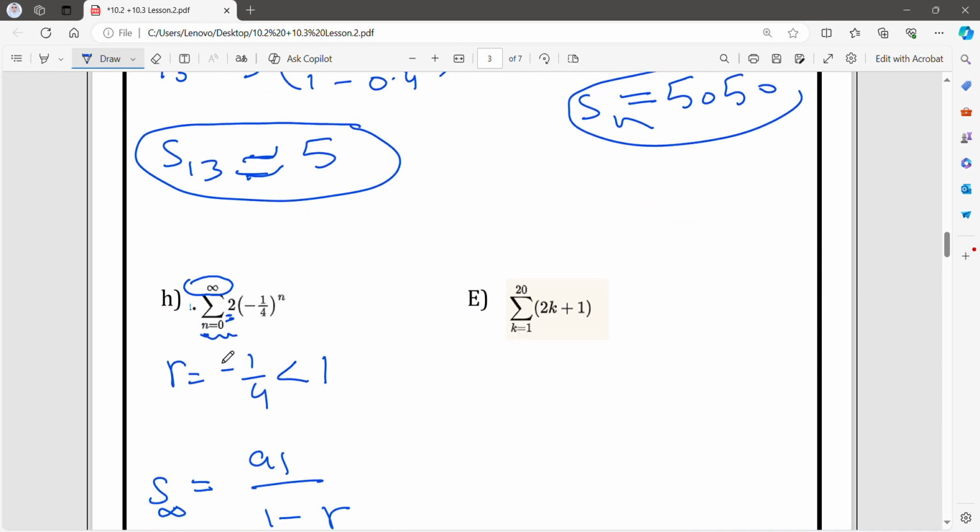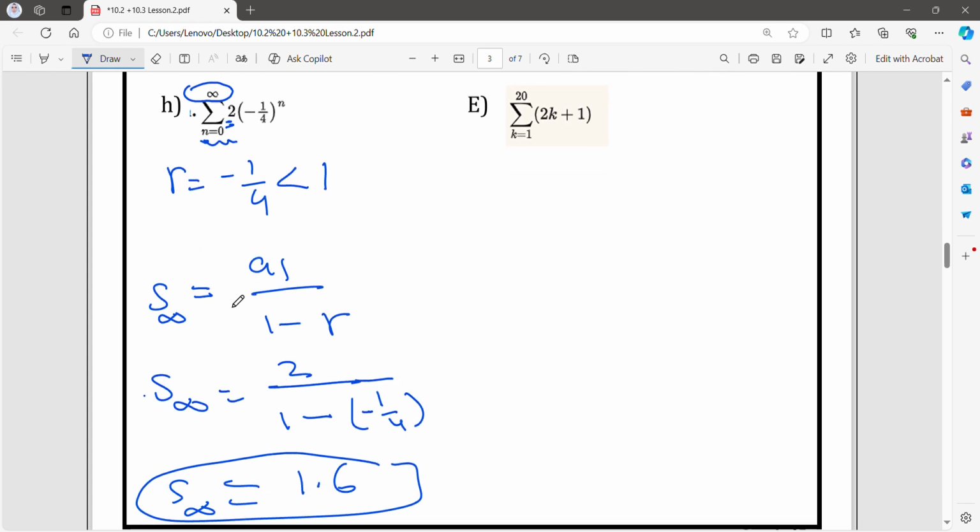Okay, but if it's infinite, first you have to check the r value. If the absolute value of r is less than 1, then you can find the sum. But if r is greater than or equal to 1, then you will say the sum is not possible. Or if they say evaluate, you will say not possible. Okay, so if it's infinite, this is the formula. The formula will be different because we don't have n, so we will not use n.